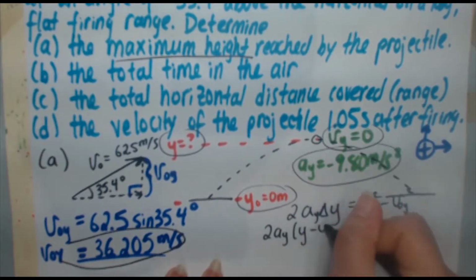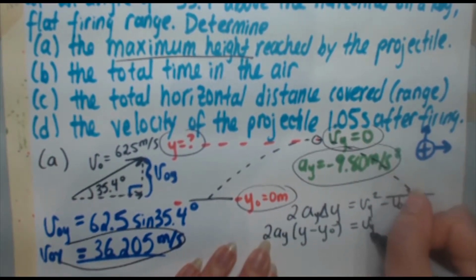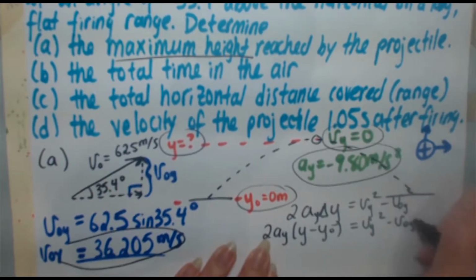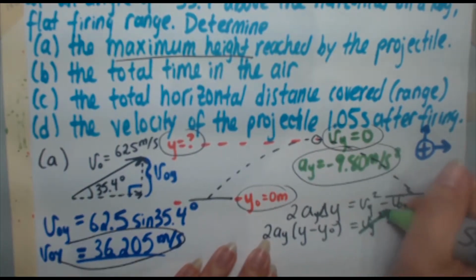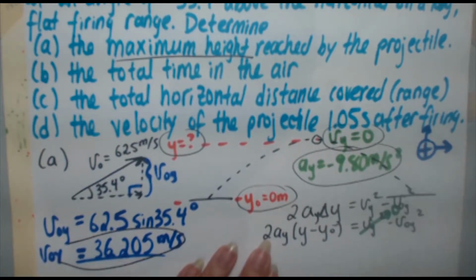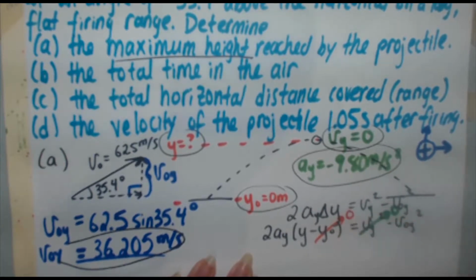2a bracket y minus y naught, right, because the delta means change, vy squared minus v naught y squared. Okay, so we already established that the vy is 0, so we're just going to go ahead and remove that. There's something else we established to be 0 here, and that's the initial y height, y naught. So that's also becoming 0. Okay, so this is simplified quite a bit.